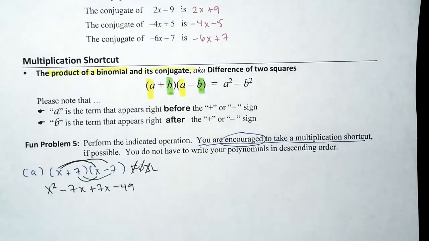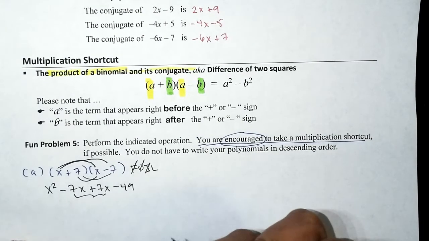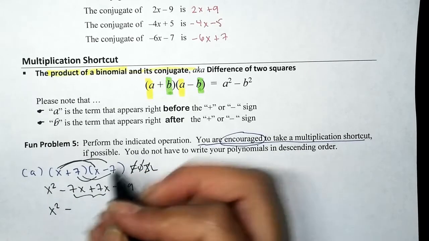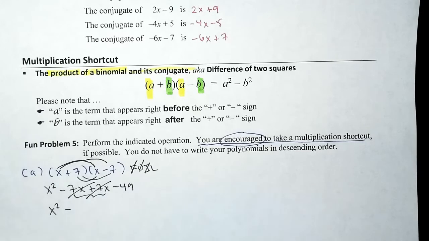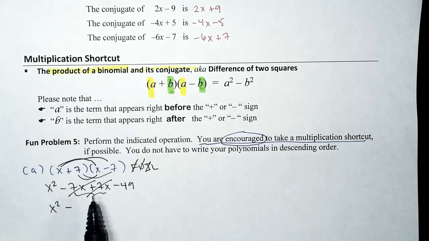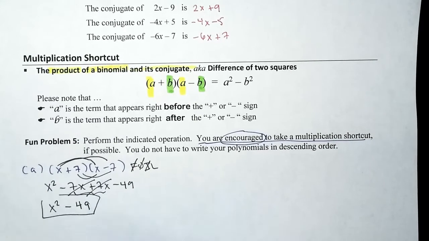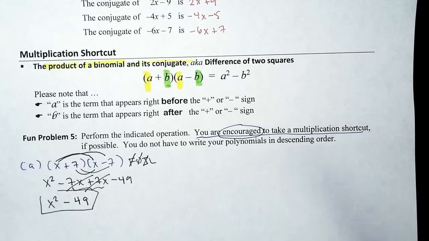But now we have to take our time and see if we have any like terms to combine. In this case, the middle terms are like terms. Okay, the middle terms cancel out, and that will leave us with x squared minus 49. Oh, I got lucky that I had the minus 49 still. Okay, so we're going to do this problem one more time.